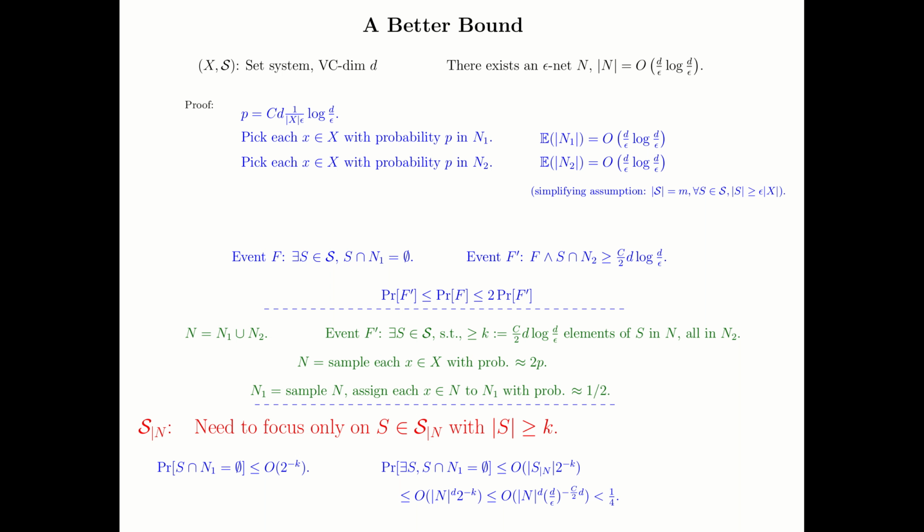With probability 3 over 4, our sample will have size bounded by its expected value, and thus similar to the previous case, we have proved the existence of an epsilon net that has this size.